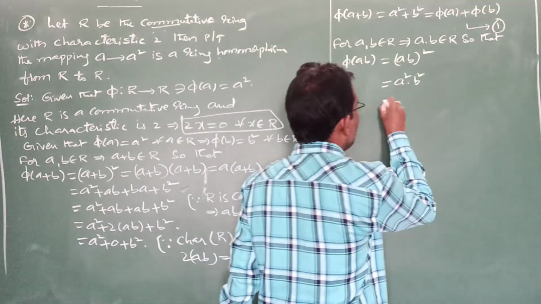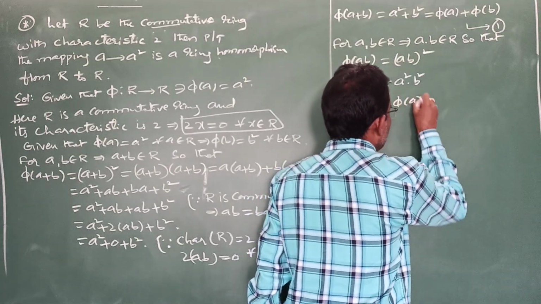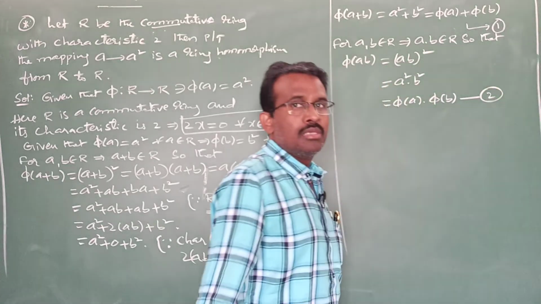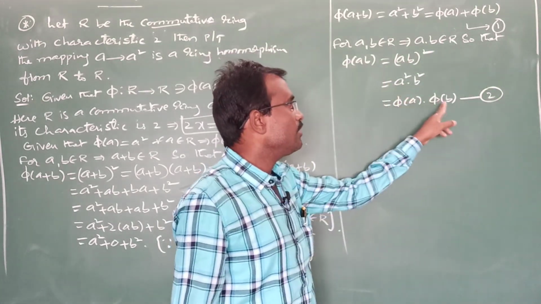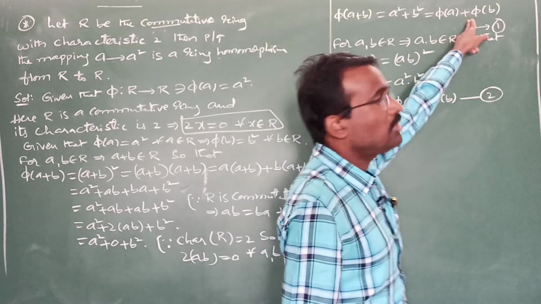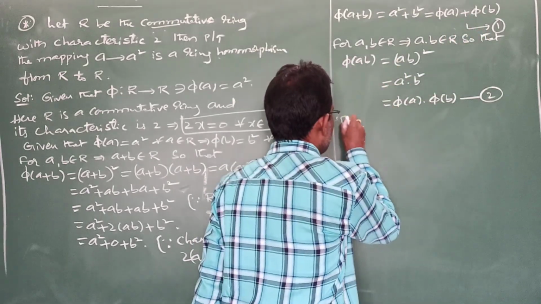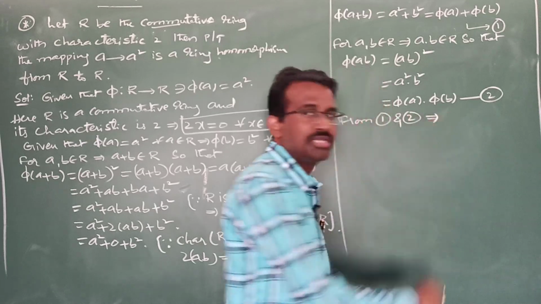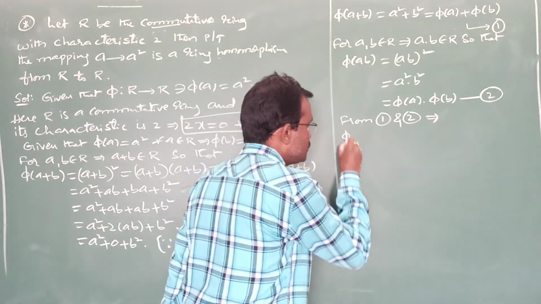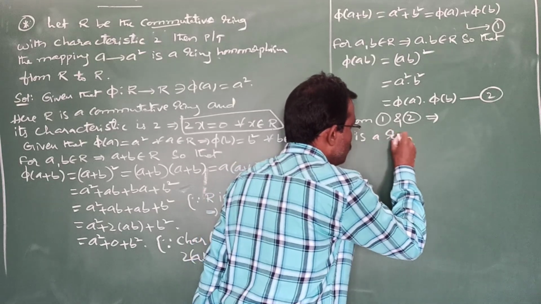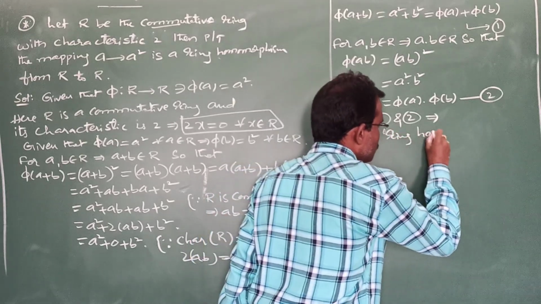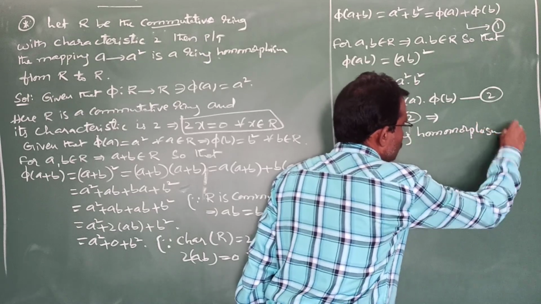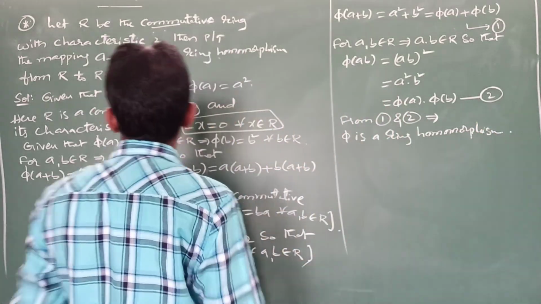But what is a square? It is phi of a, and b square is phi of b. Let it be number 2. Yes, here we proved phi of ab equals phi of a into phi of b. Here phi of a plus b is what? Phi of a plus phi of b. From relations 1 and 2, what do you say? Phi is a ring homomorphism. Yes, this completes your another new question.